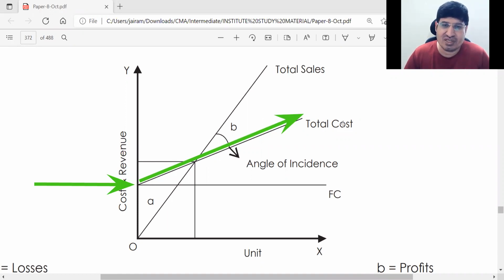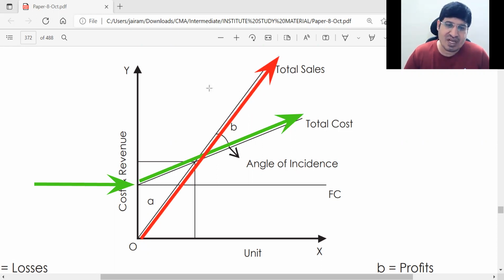Okay, understood? Now I'll show you the total sales line. Now this will start from zero. Okay, because before you make the first sales, what is your income? Zero. Then you will have the first unit income. Okay, so this is your total sales line.